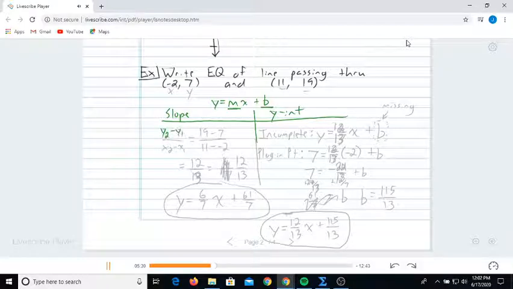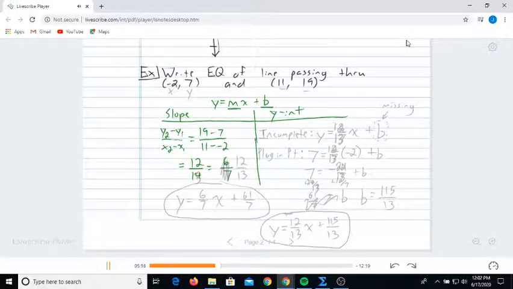y2 minus y1 over x2 minus x1. So we can view that as 19 minus 7 over 11 minus negative 2. And we get a slope of 12 over 14, which reduces to 6 over 7. Alright, cool.